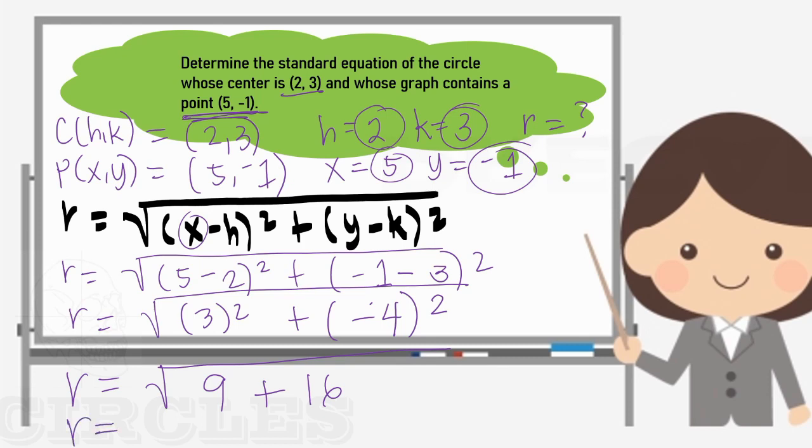Ibig sabihin, ang r natin is equal to square root of 9 plus 16 is 25. So, yung r natin, ang square root ng 25 is 5. So, yun, nahanap na natin yung r. So, set aside natin yun, nahanap natin na value ng r. So, nahanap natin is 5.